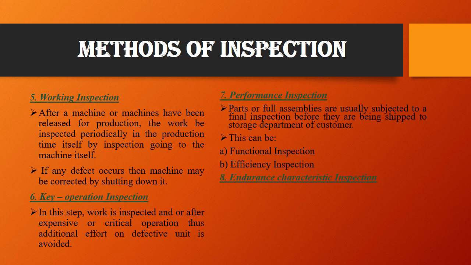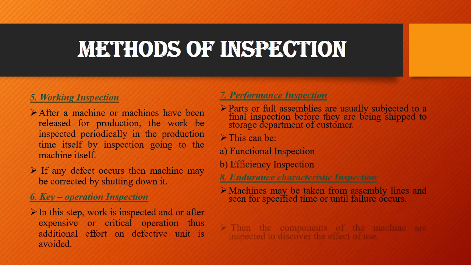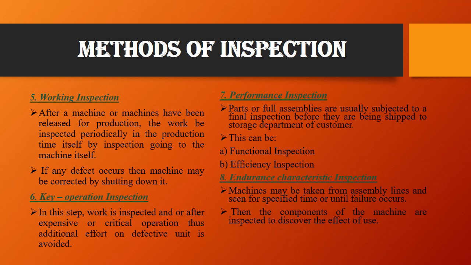The last one is endurance characteristic inspection. Machines may be taken from assembly lines and run for a specified time or until failure occurs. Then the components of the machine are inspected to discover the effect of use. This type of inspection is common with automobiles.